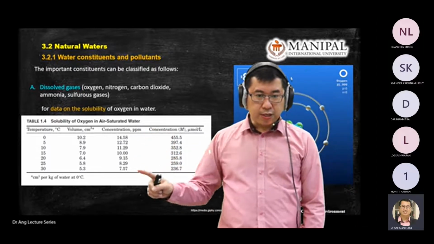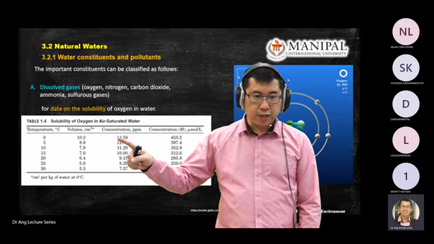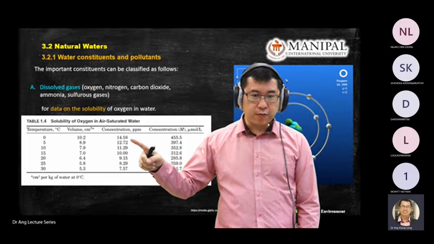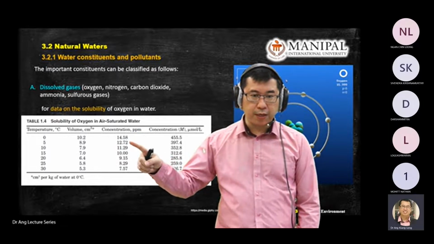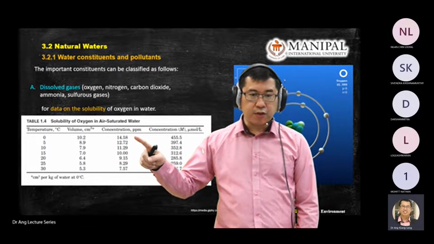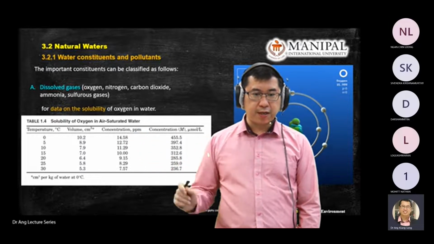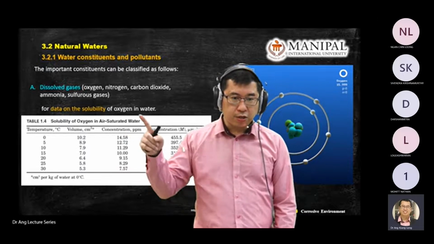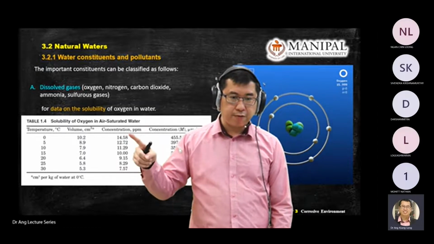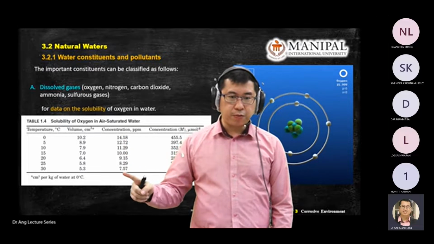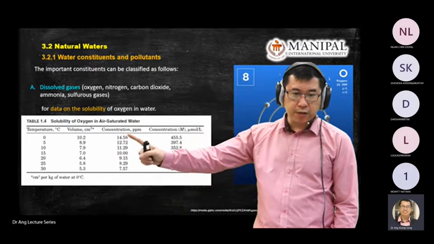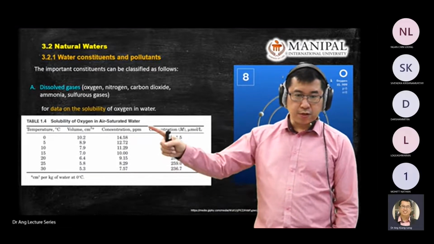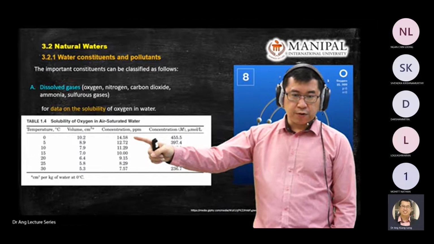So concentration, you can see if you have 0 degrees C or ice water, the concentration of oxygen in the water will be about 14 or 15 parts per million. However, if you increase the temperature of the water, the concentration of oxygen drops 50%, from 14 to 7, if you increase from 0 degrees C to 30 degrees C.